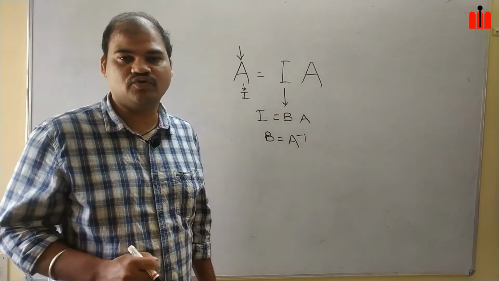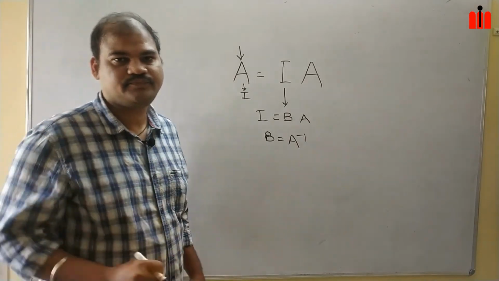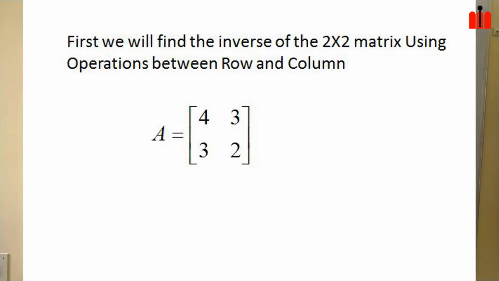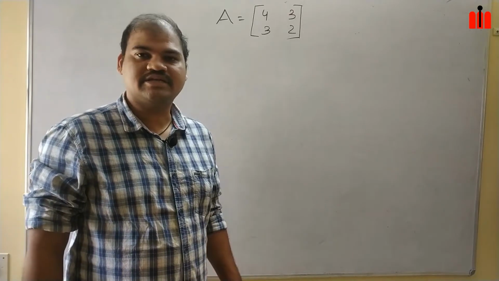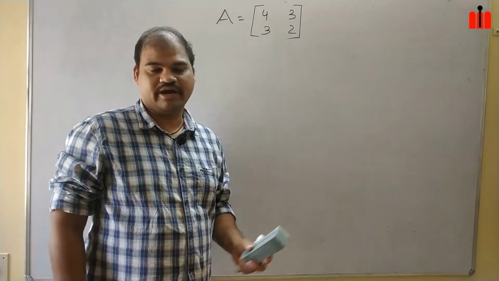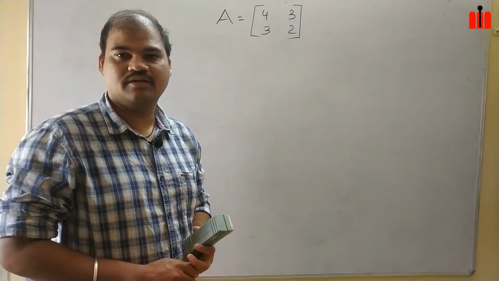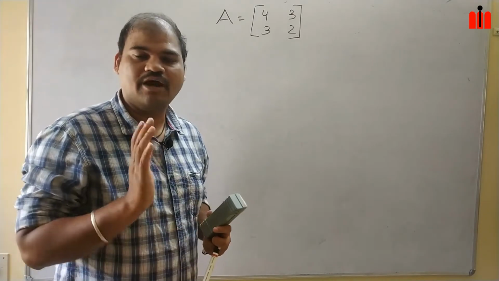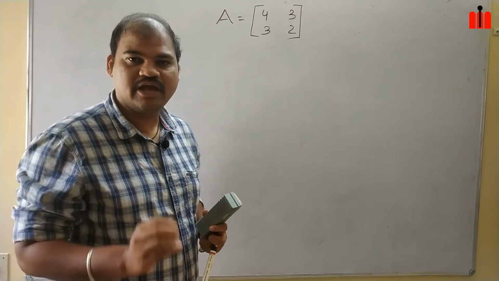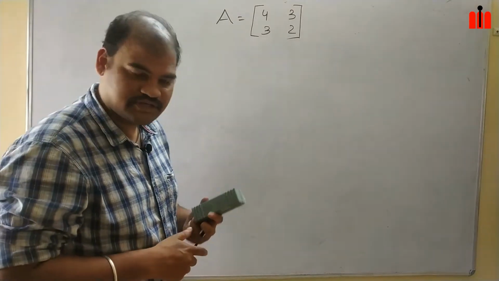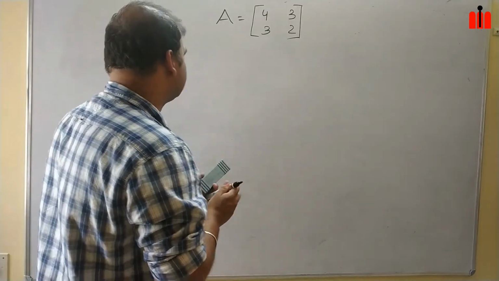Chalo, let's go to the 2 by 2 matrix. Let's start with this 2 by 2 matrix. So A is a 2 by 2 matrix of 4 3 3 2. We have to find the inverse of A by using elementary row or column operations. Okay, elementary operations we have to use. Chalo, let's start.